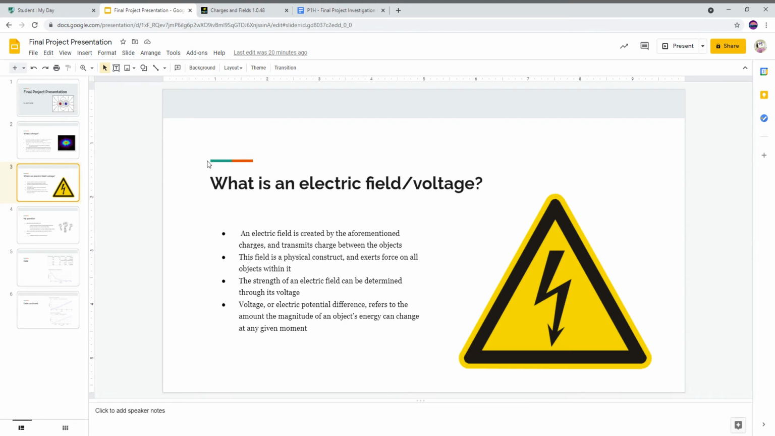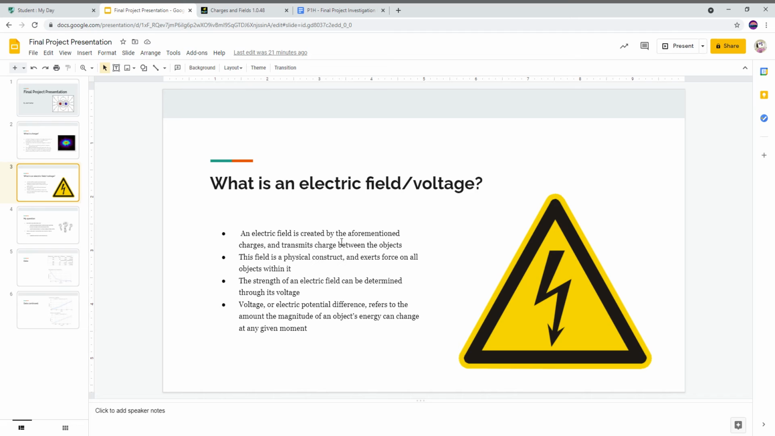Moving on to what an electric field is and what voltage is and how they relate. An electric field is a physical object created by the aforementioned charges and transmits force between the different objects in the field. The field is a physical thing and exerts force on all the objects within it. It's a vector, so it has both a direction and a magnitude, and that magnitude is determined by the voltage. So the strength of an electric field can be determined through its voltage.